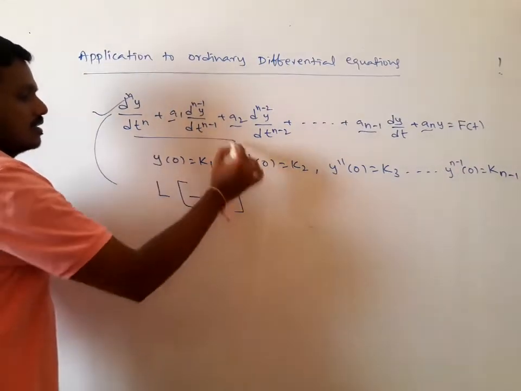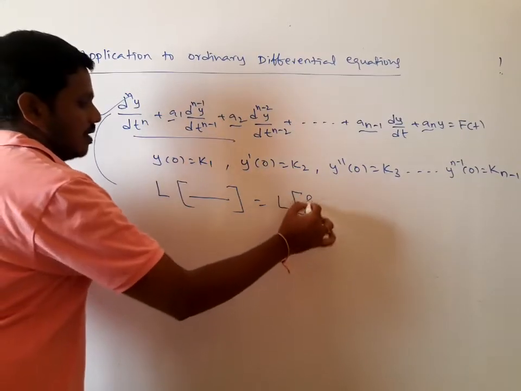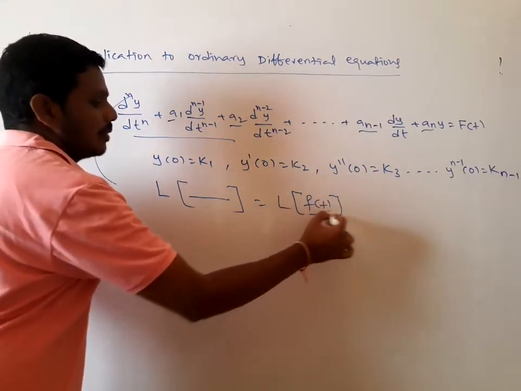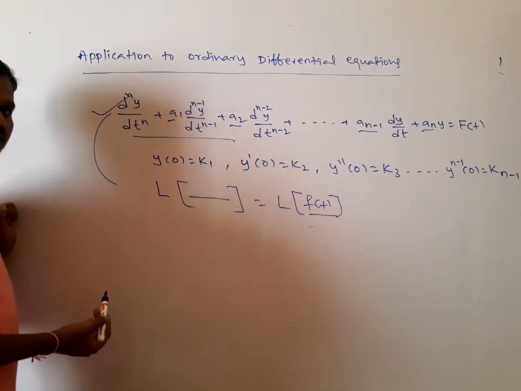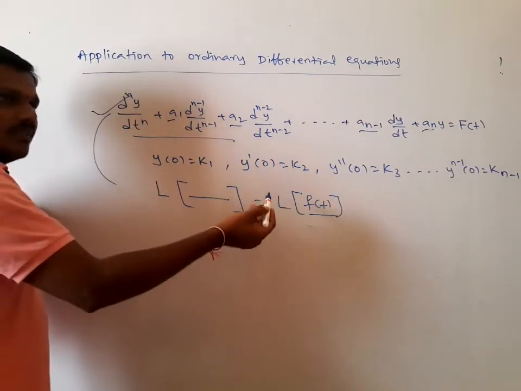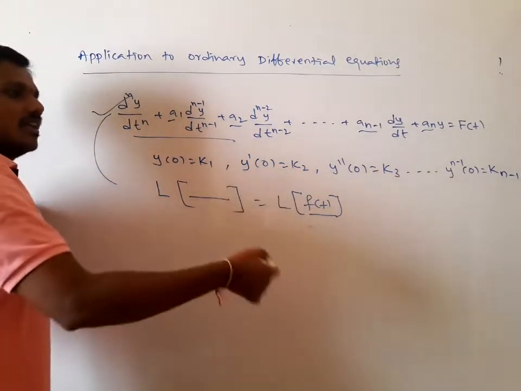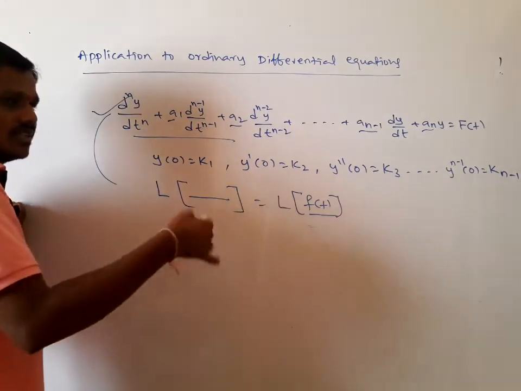Here the LHS is equal to the Laplace transform of f of t, right? You know that you can write the Laplace transform of f of t, e to the power of at, sin at, cos at, whatever methods we have discussed, right?